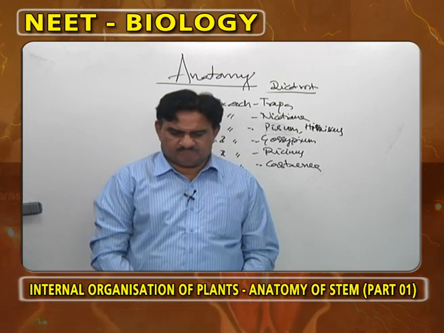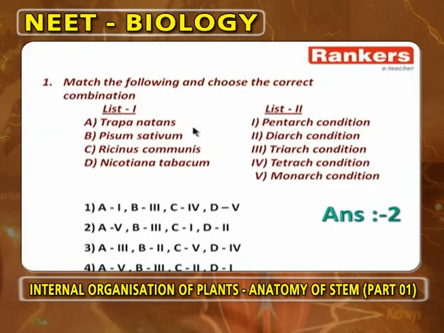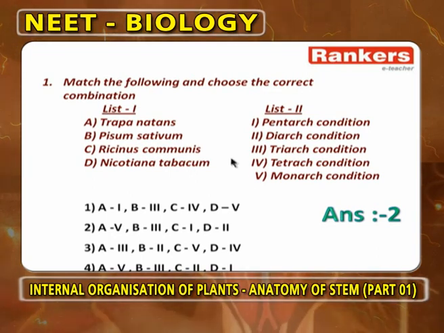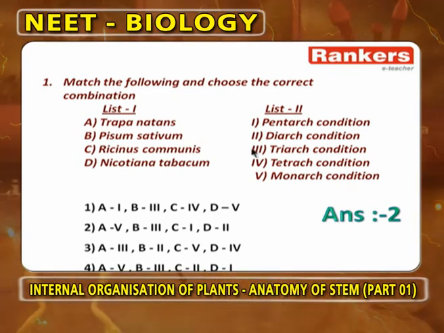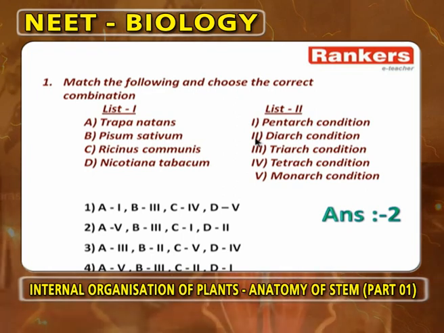Trapa, monarch condition. So, when it comes to the combinations, match the following and choose the correct answer. Trapa natans, monarch condition, the answer is 5. Pisum sativum, triarch condition, 3. Ricinus communis, pentarch condition, 1. Nicotiana tabacum, diarch condition, 2. So, A5, B3, C1, D2.